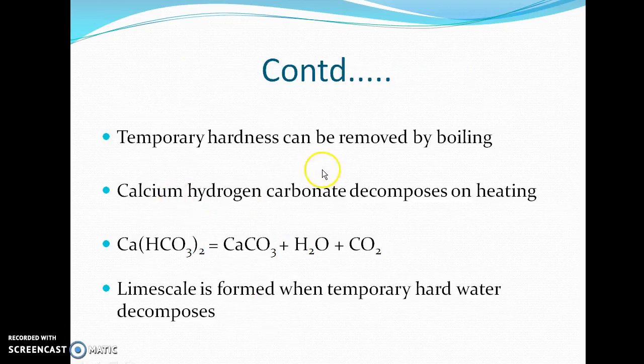The temporary hardness can be removed by boiling. Calcium hydrogen carbonate decomposes on heating. It shows the formation of calcium carbonate, water, and evolution of carbon dioxide. Limestone is formed when temporary hard water decomposes.